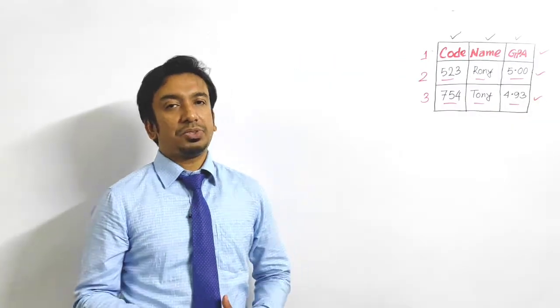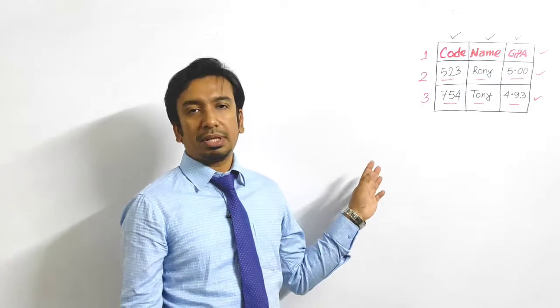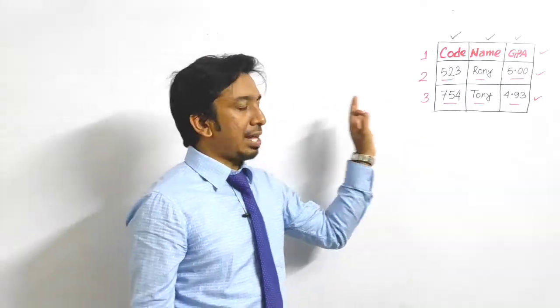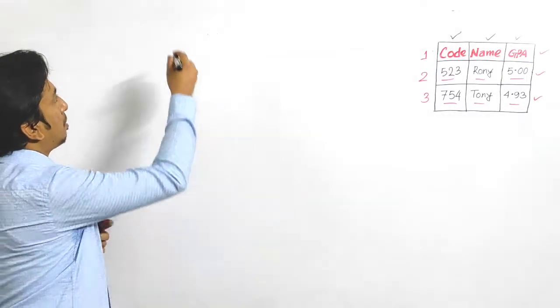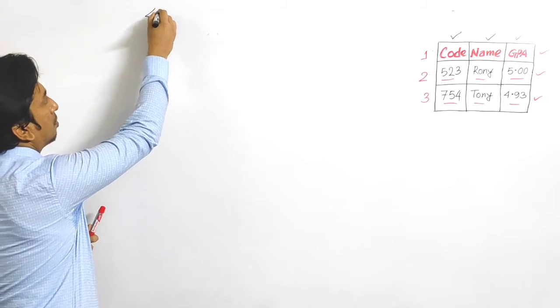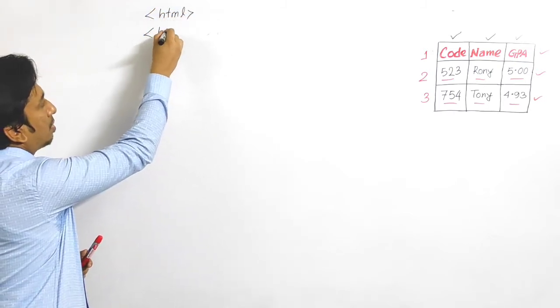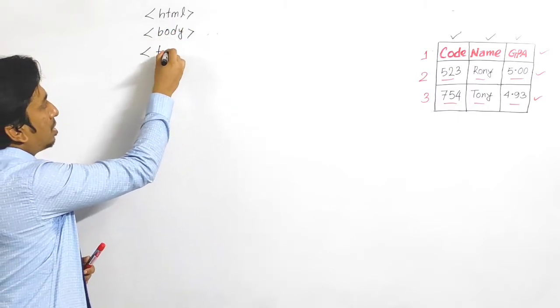So my dear students, let's see how to write HTML code to show the output. This one is our output, we have to show it exactly like this. So let's write, start from HTML, then we have to write body as usual, and then write table border.